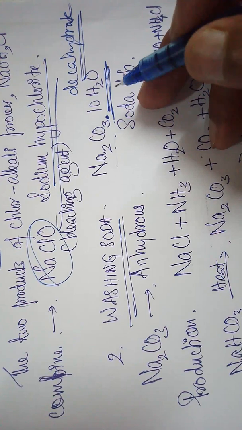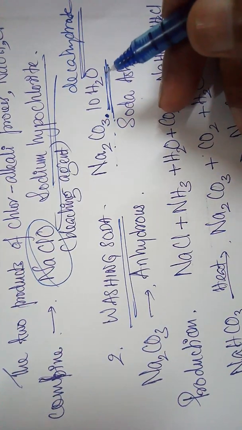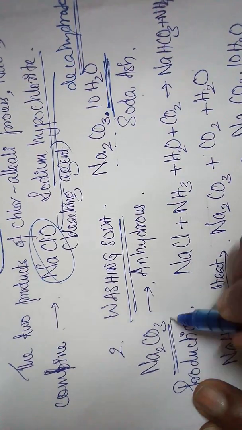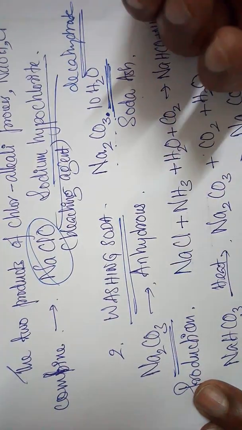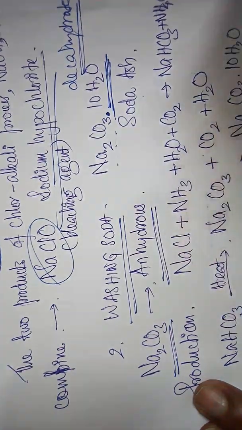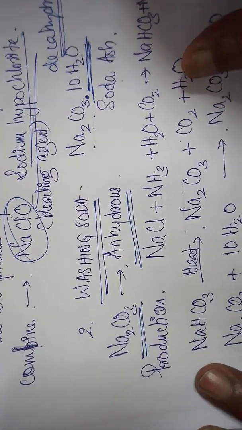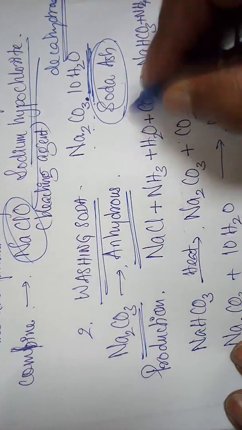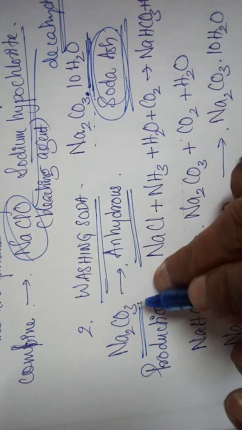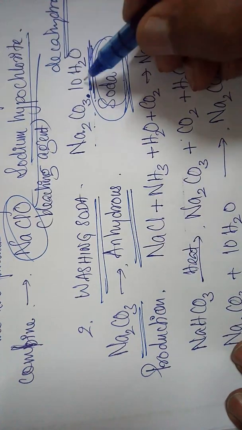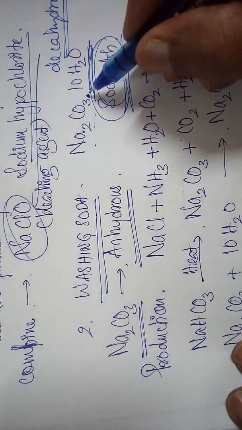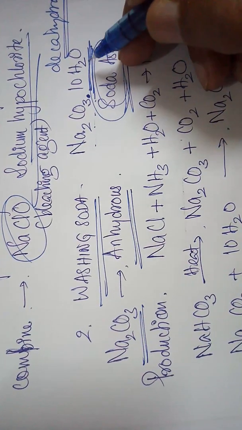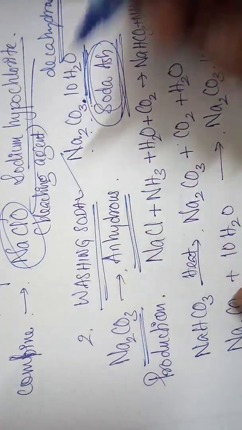Sodium carbonate decahydrate. Now, what will be the name of Na2CO3? That is sodium carbonate, that is anhydrous. That is anhydrous sodium carbonate, or we can say that is soda ash. Soda ash is another name of anhydrous sodium carbonate. And if it is using some water for crystallization, then it is known as sodium carbonate decahydrate, or we say that is washing soda.